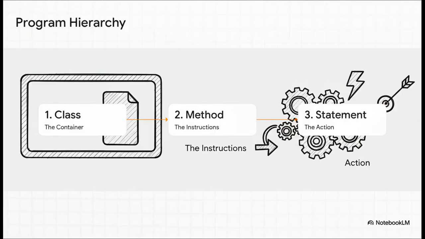So here's the hierarchy that's always at play. Every little thing we want the program to do, we call that a statement. Those statements get grouped together into a set of instructions, which we call a method. And every single method has to live inside that main container, the class. It's that simple, really. The container holds the instructions, and the instructions hold the actions.